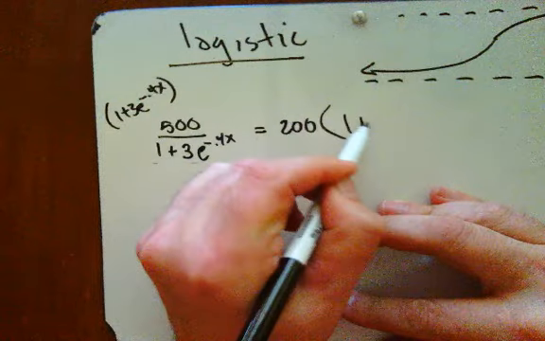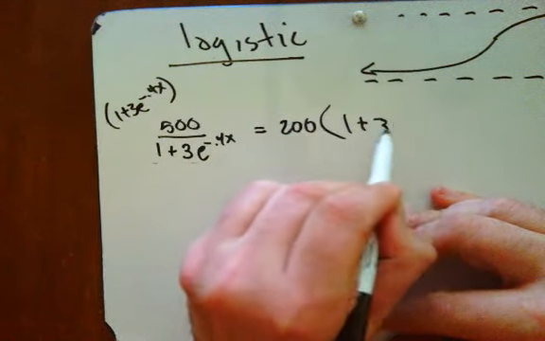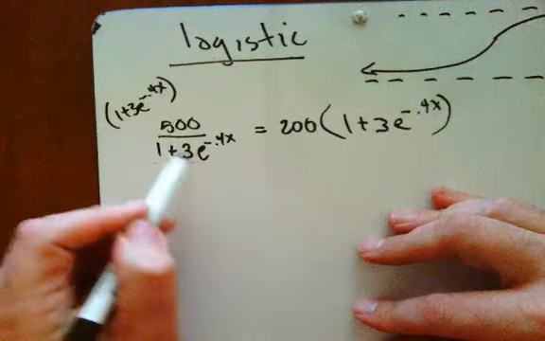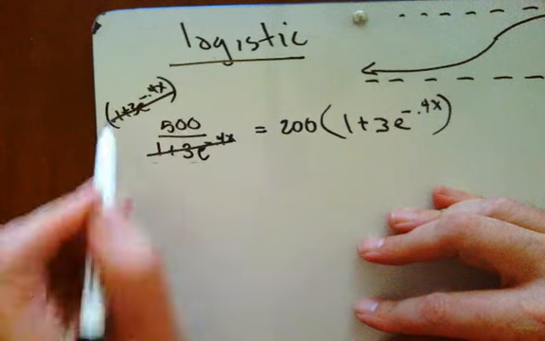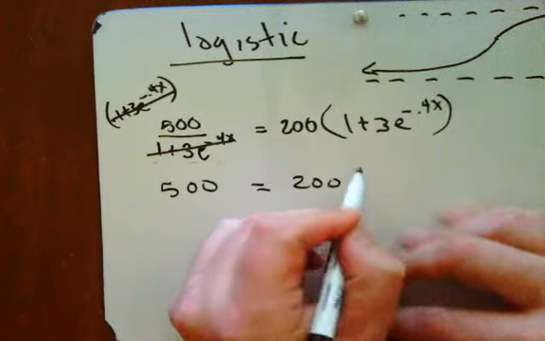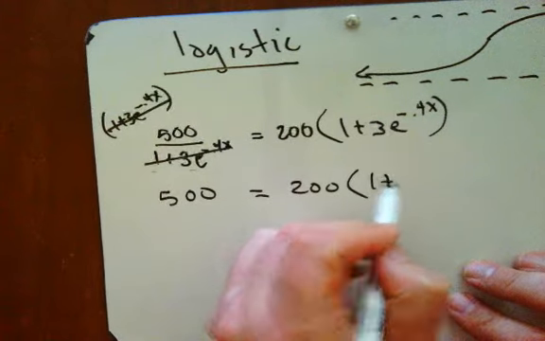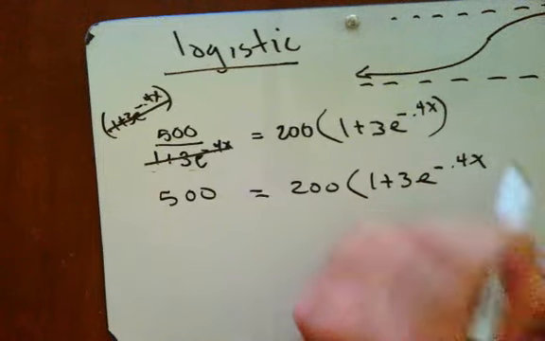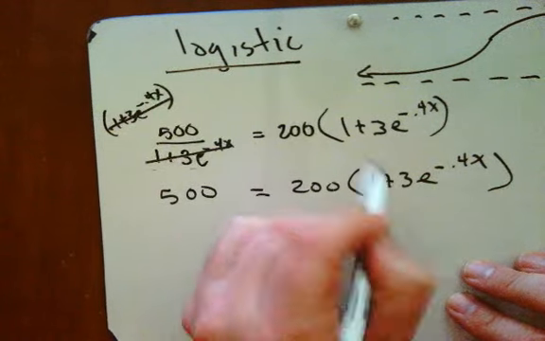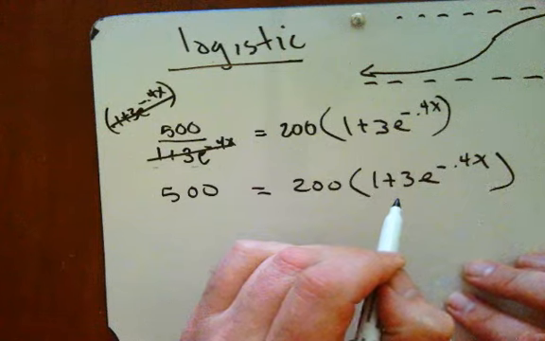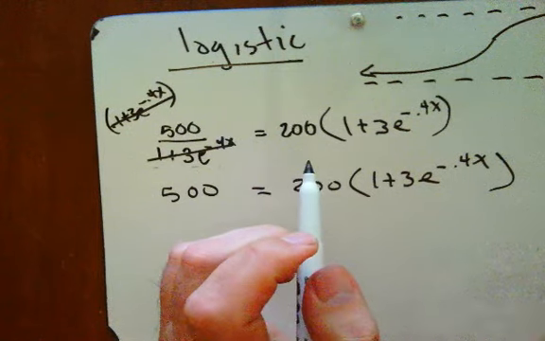Where I have a denominator in an equation, what I do is multiply both sides by that denominator to clear it out. Which means in our problem, I'm going to be multiplying both sides by 1 plus 3e to the negative 0.4x.